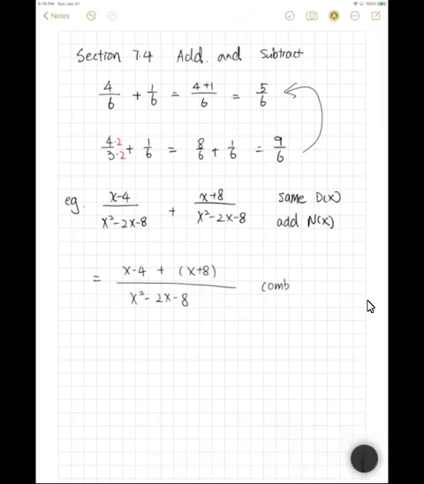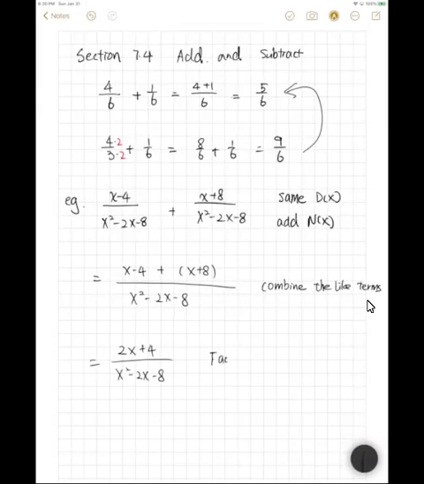Next part is we want to combine the like terms. So I have 2x plus 4 over x squared minus 2x minus 8. Well, we can try to reduce the fraction.